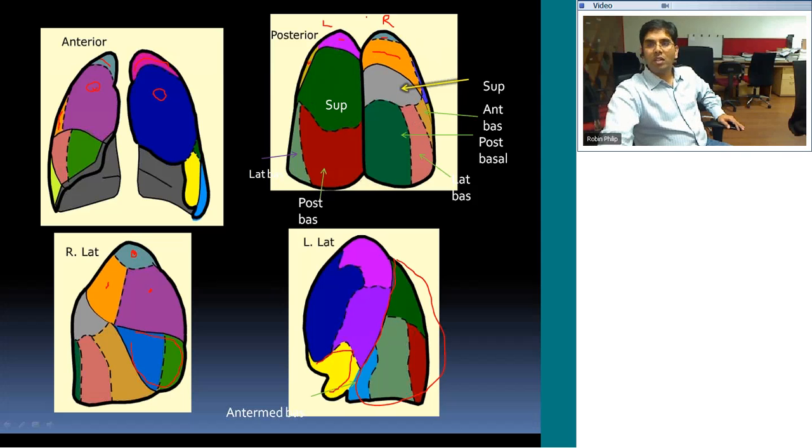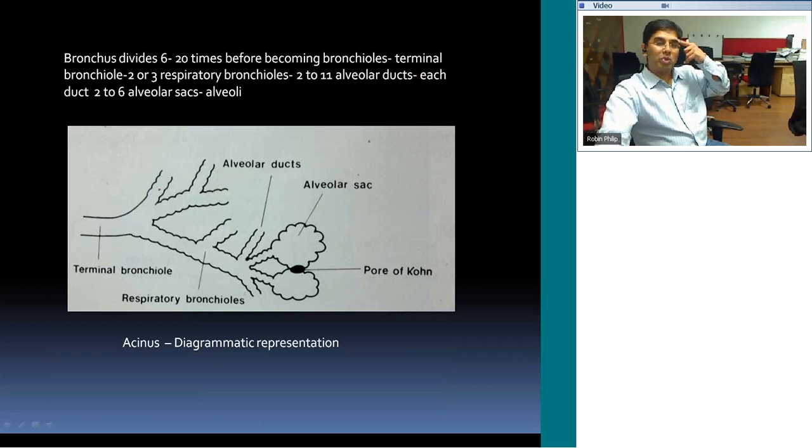Okay, let's move on. And then just a brief look at the microscopic anatomy of the bronchial divisions. Actually, the main bronchus divides 6 to 20 times before it becomes bronchioles, that means the terminal bronchiole.